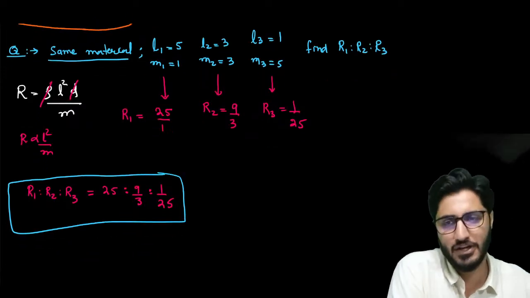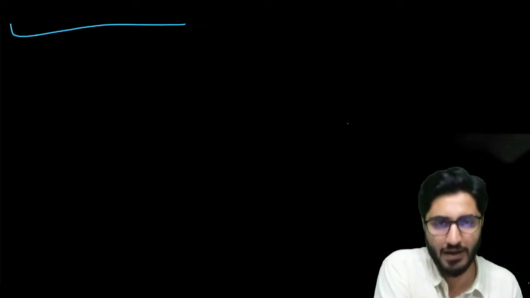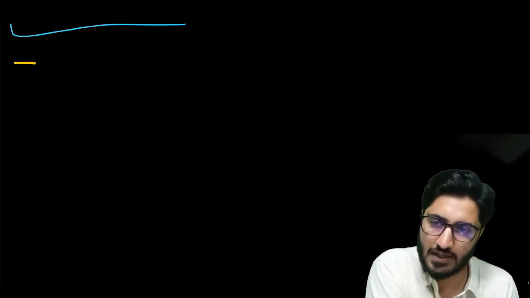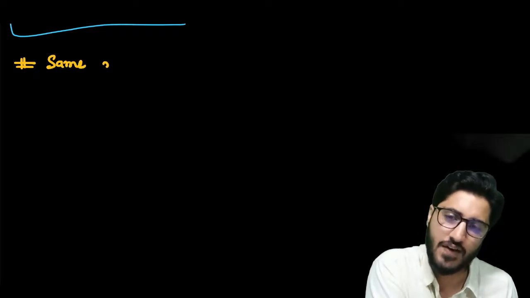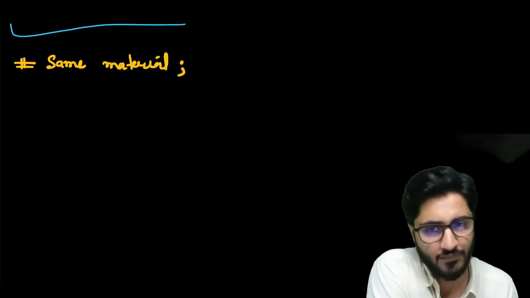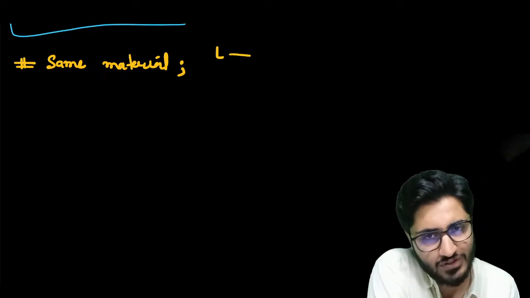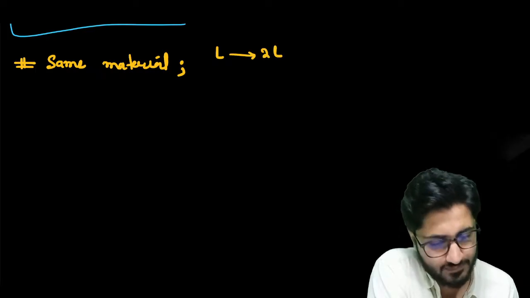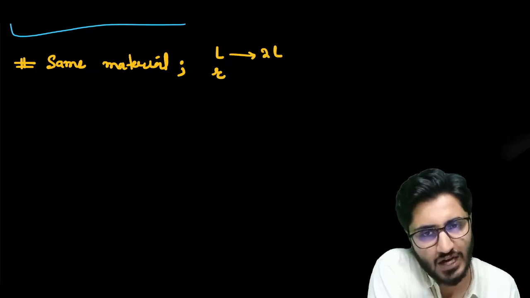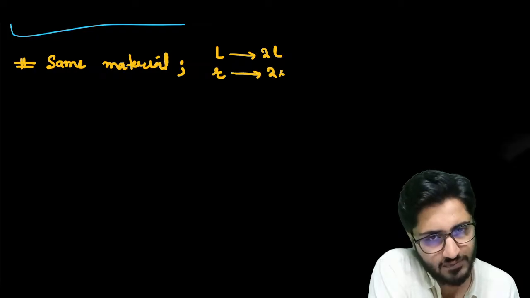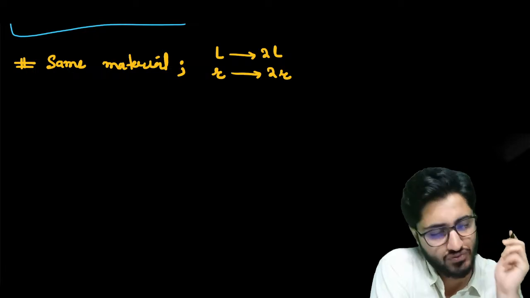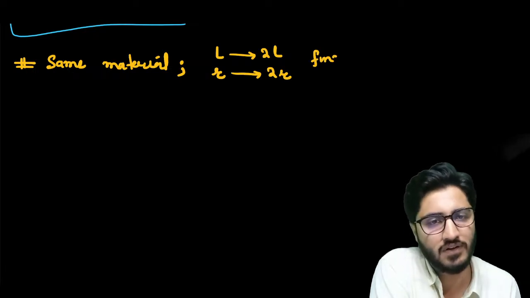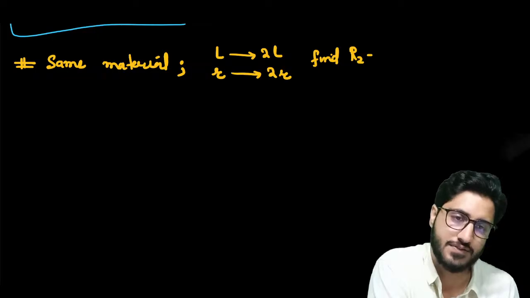One more numerical based on the resistance chapter. Same material. Initial length is L. Now we change the length to 2L. Initial radius is R. We change the radius to 2R. That means we doubled the length and we doubled the radius also. So find the final resistance.